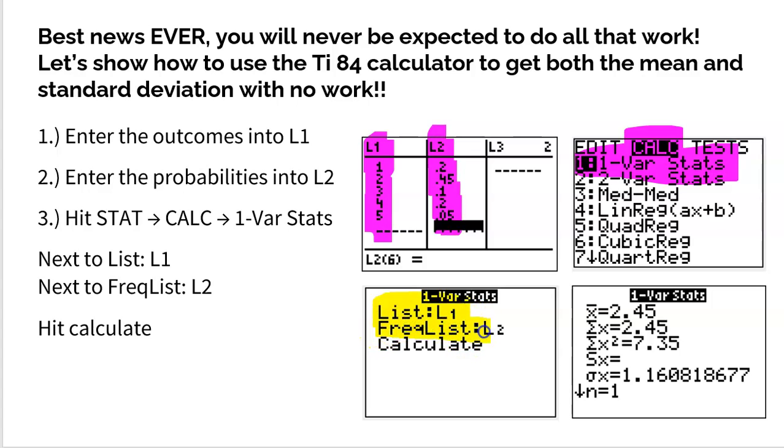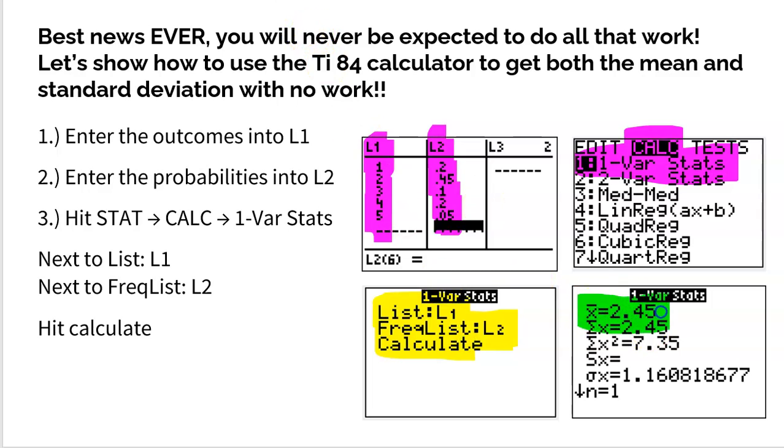And then normally we would leave the frequency list blank, but because the outcomes have a frequency attached to them, so just to go back and explain that, for example, an outcome of 2 only happens 45% of the time, so we need to take into account that frequency. So that's why we have to add the frequency list as list 2. Then go ahead and hit calculate, and you'll get everything you need.